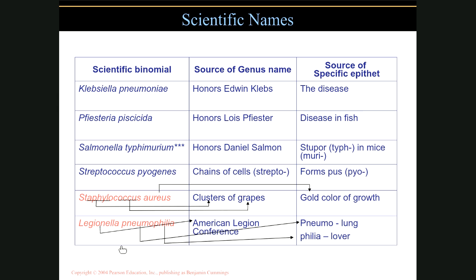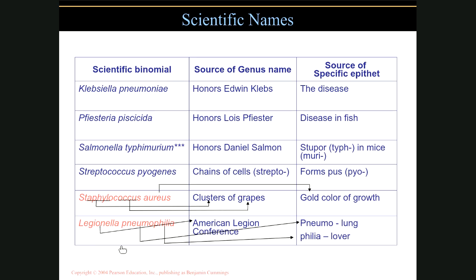Legionella pneumophila was a newly discovered organism back in the 1970s, I think. And there was a conference, the American Legion Conference, and a bunch of people all got the same respiratory infection at this conference. And so whenever you have a large number of people all getting sick at the same place at the same time, that's a red flag. That tells you something is going on. And what they discovered was this brand new organism.